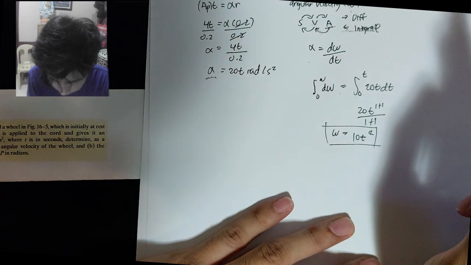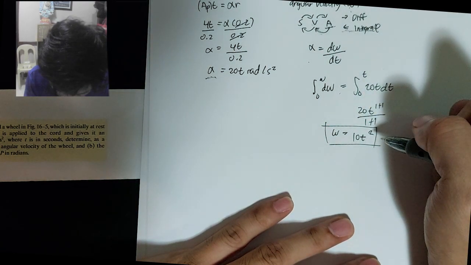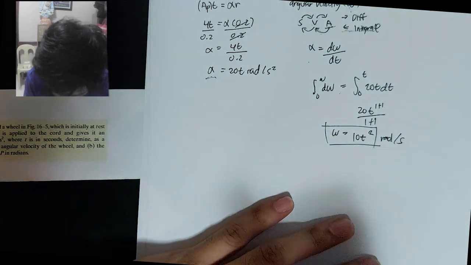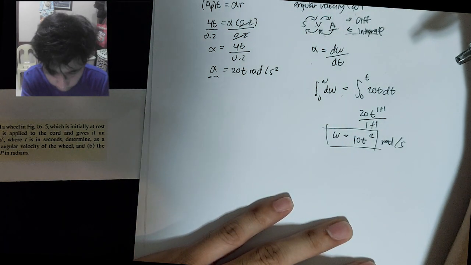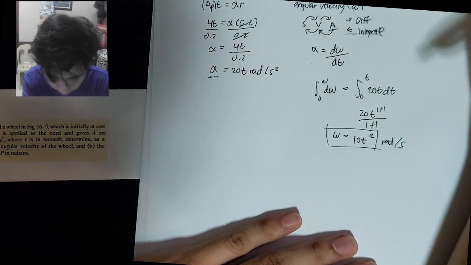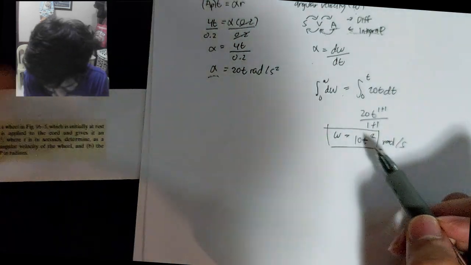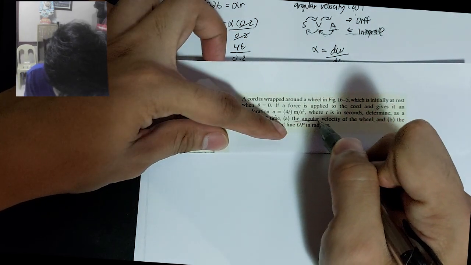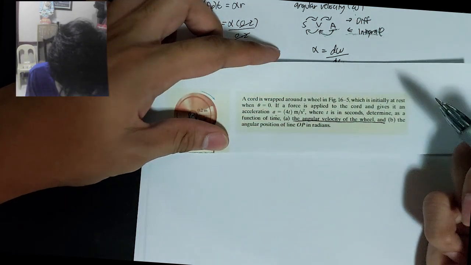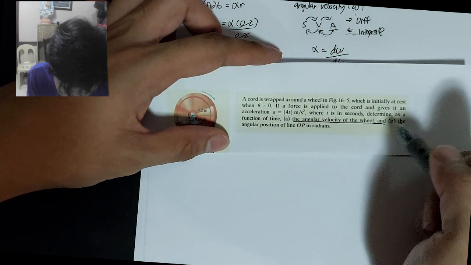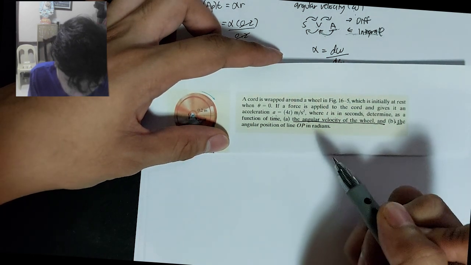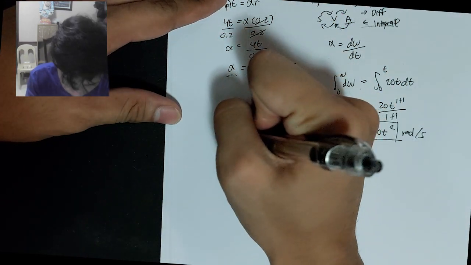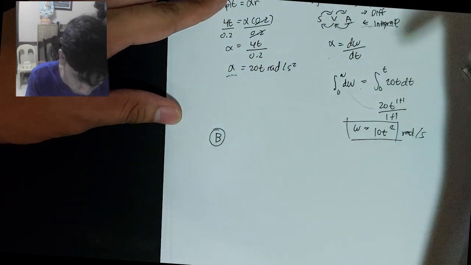The unit is rad per second. Yes. So, next thing, since we got already the velocity, we're good. Here, we got the velocity of the wheel. So, in part B, we're going to look for the angular position of line OP in radians.